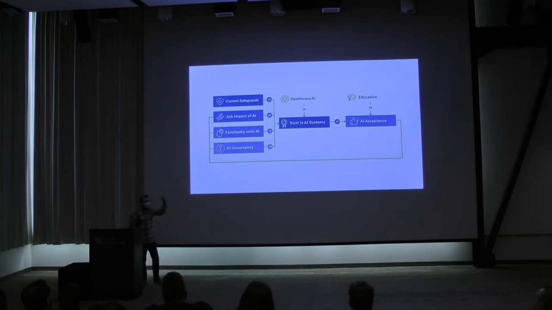So the idea is that if I know more about what's going on behind the scenes, I'm more likely to trust the system. And then that trust in the system is more likely to lead to me accepting AI in general. So this is one of the big reasons why there's such an interest in explainable AI currently.